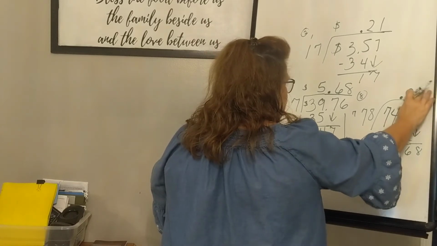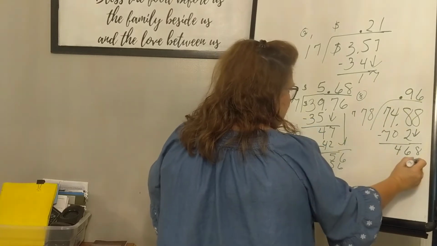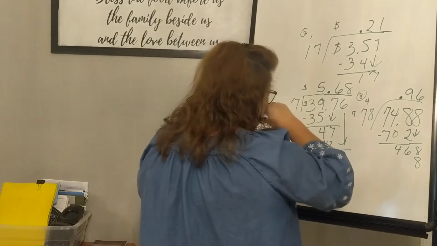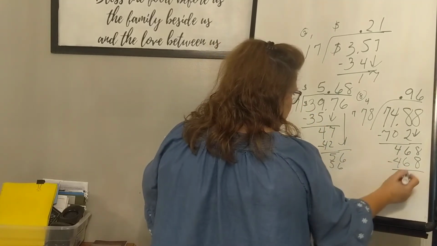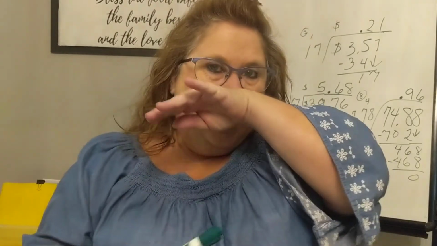Not 8, 6. 8 times 6 is 48. Sorry, guys. So 8 times 6 is 48. Put 8 down, carry the 4. 6 times 7 is 42, plus 4 is 46, and it works out evenly. So that is exactly what you're going to do, guys. Bring your decimal straight up into your quotient. Okay, that is all there is to dividing with decimals.